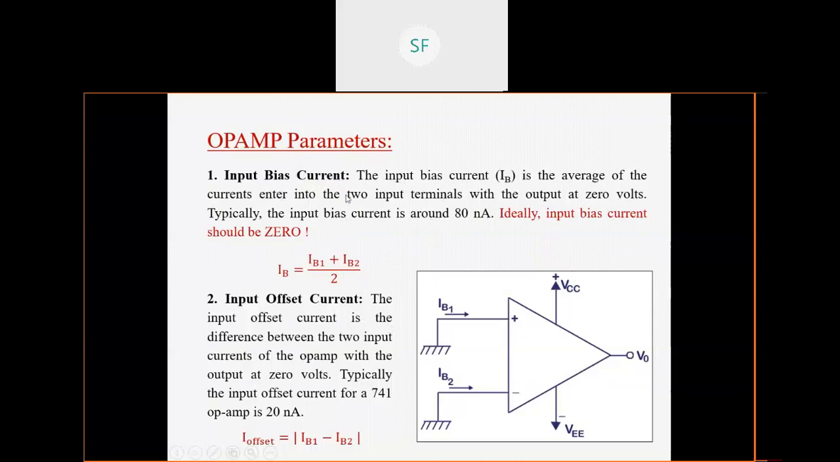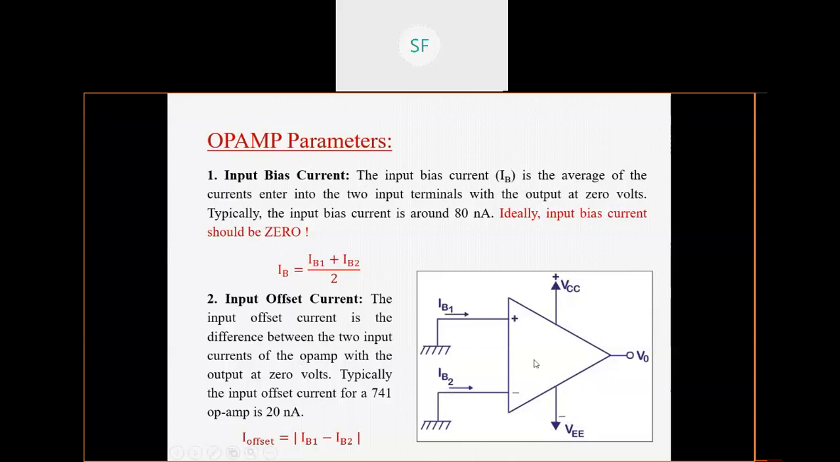So now, in a simple way, I will explain what input bias current is. Let's say this is your op amp, the schematic symbol of an op amp. It has a non-inverting terminal and an inverting terminal. Both are grounded. The current flowing through the non-inverting terminal is IB1, and the current flowing through the inverting terminal is IB2. VCC and VEE are the external power supply voltages.